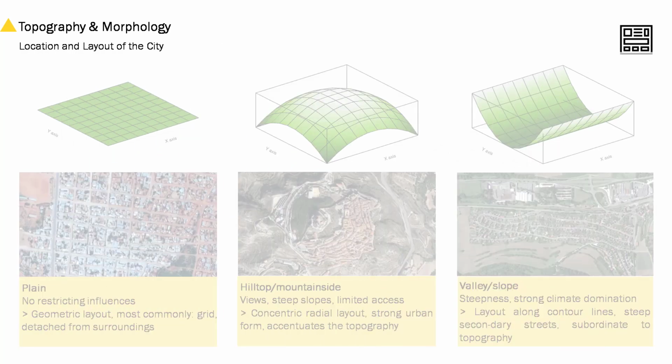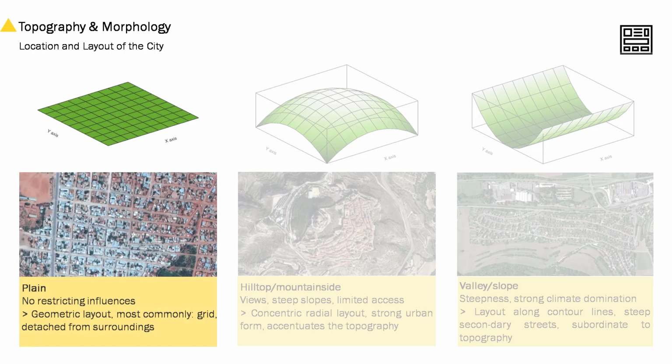Moving on to urban form now, we will look at cities in different topographic locations. On a plane surface, there are no outer influences that restrict or shape the urban morphology. Therefore, cities tend to develop a geometric pattern. Often a grid layout is used. In consequence, the city stands for itself and is quite detached from the surroundings.